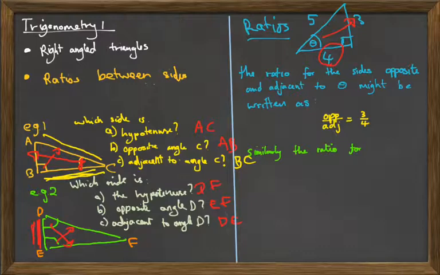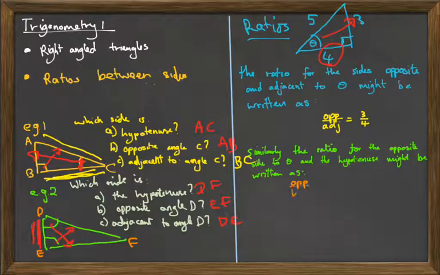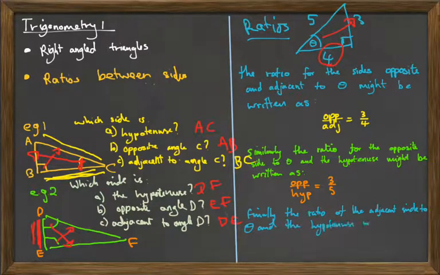Similarly, the ratio for the opposite side to theta and the hypotenuse we would write as the opposite side divided by the hypotenuse. Hopefully you can see that's 3 divided by 5. So in trigonometry we're going to be looking at these ratios. And finally, the ratio for the adjacent side to theta and the hypotenuse might be written as the adjacent divided by the hypotenuse, which is 4 over 5.